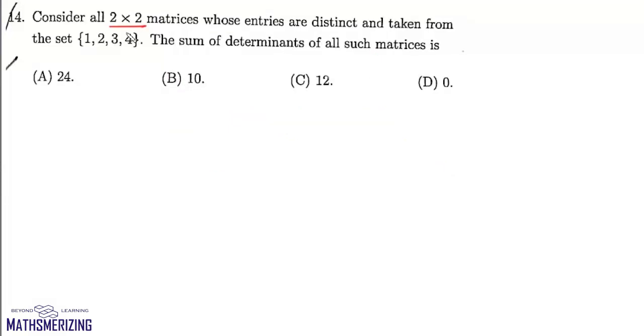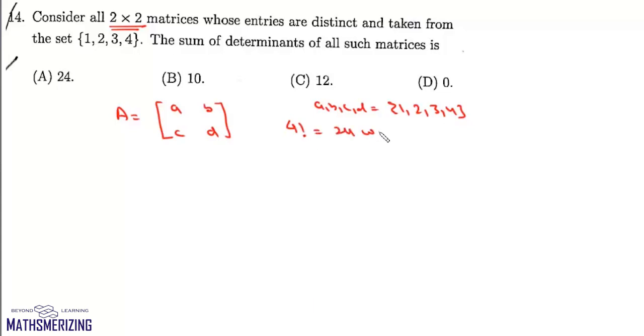Now question number 14 is, consider all 2 cross 2 matrices whose entries are distinct and taken from the set 1, 2, 3, 4. So we have this matrix whose elements are A, B, C and D, where A, B, C, D are all distinct and they are taken from 1, 2, 3 and 4. Now we have 4 numbers and 4 positions. 4 numbers in 4 positions can be arranged in factorial 4 ways, which is 24 ways. So there will be 24 such matrices.